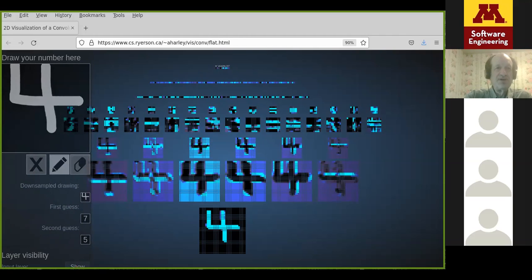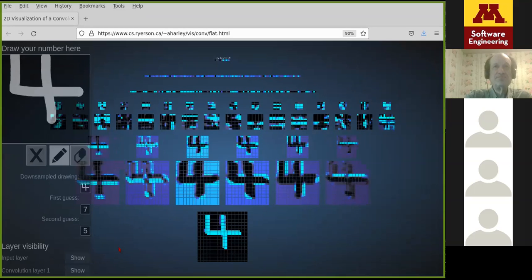So this gives you an idea of the power and also the limitations of this neural network.